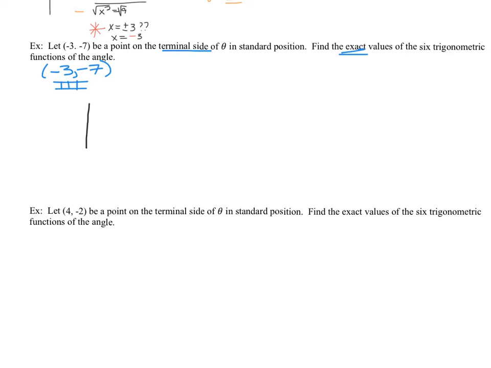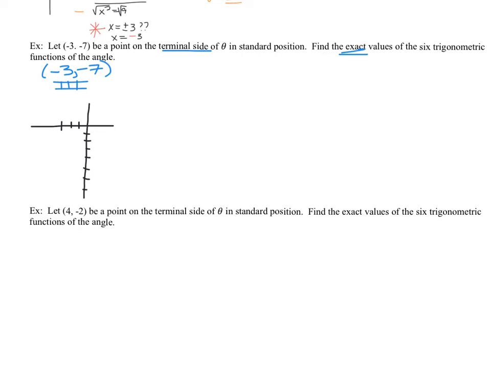I'm going to draw my coordinate system, but I'm going to give myself some additional space over here in quadrant 3, since I know that's where I'm counting. Notice x is -3, so I'm going to count 3 to the left, and y is -7. So I've got to make that fit. 1, 2, 3, 4, 5, 6, all the way down here to 7.